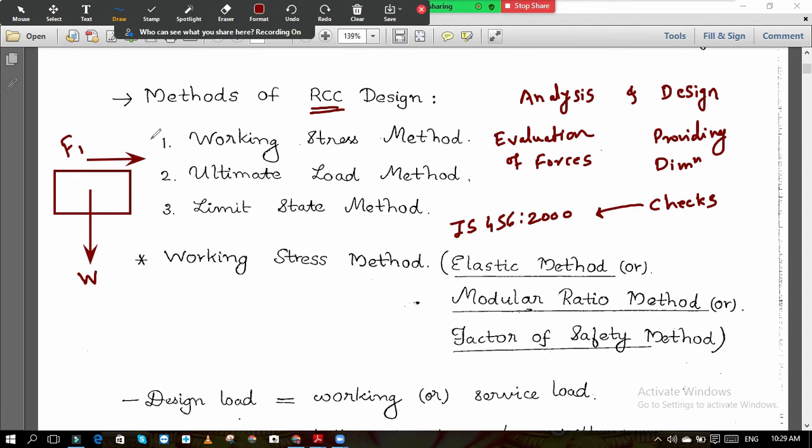First is what? Working stress method. Second is ultimate load method, and third is limit state method. Okay, so here in short everything is given in these notes, so we will see over here. I will erase these portions.